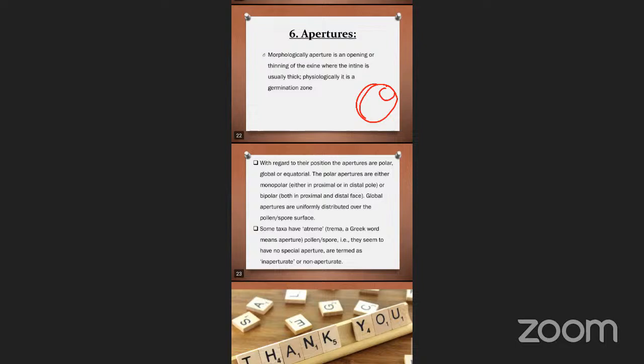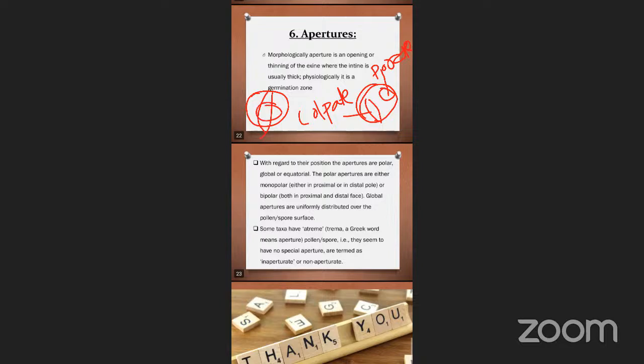If the aperture in the pollen grain is an elongated structure, that is called colpate. Pore-like aperture is called porate. If both are present, if you take the pollen grain and both colpus and pore are present, that is called colporate.